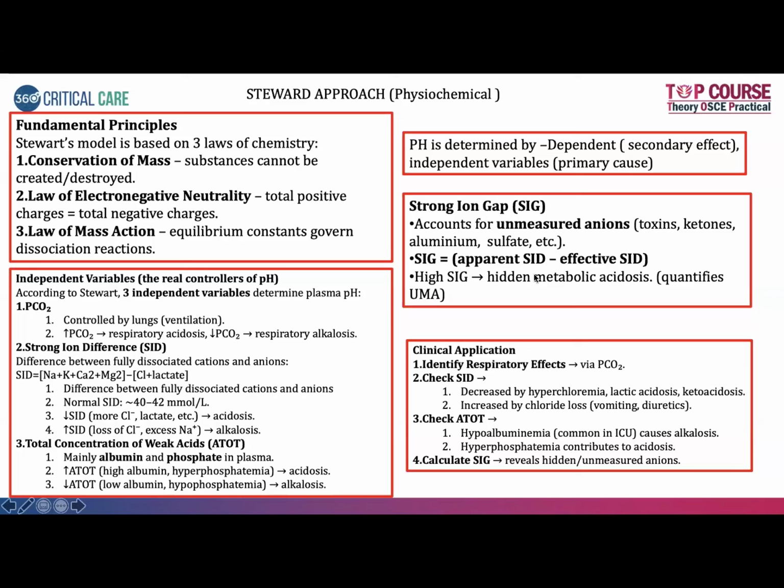That denotes the hidden metabolic acidosis that is contributed by the unmeasured anions. So what are the unmeasured anions? It can be sulfates, there can be aluminum or some other ketones. This can contribute to the strong ion gap. So, clinical application: you check for the strong ion difference, and you will get to know what other contributory factors can be there. Check for the ATOT, so albumin and phosphate, the compensatory, and you calculate the strong ion gap. It can reveal the unmeasured anions.